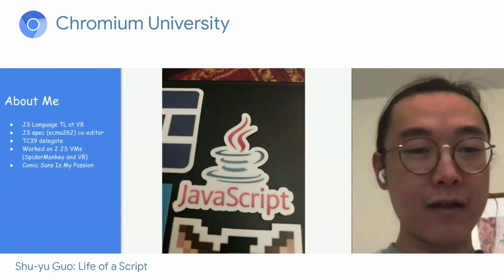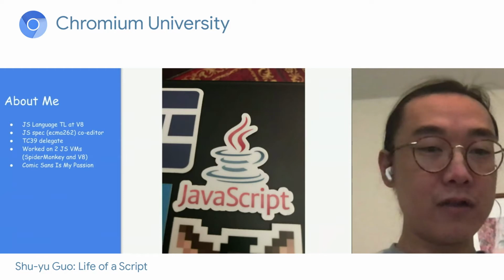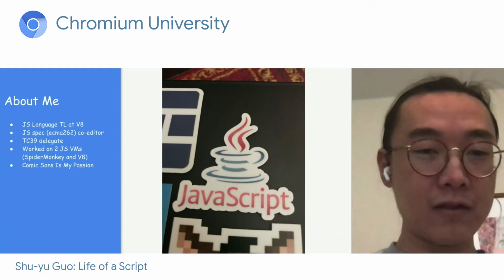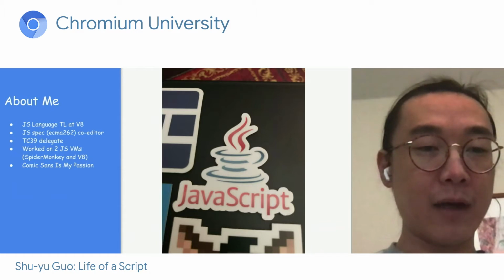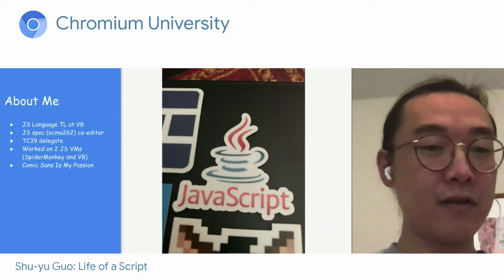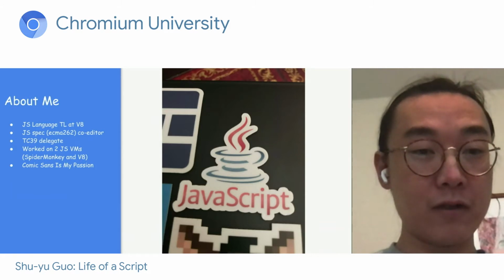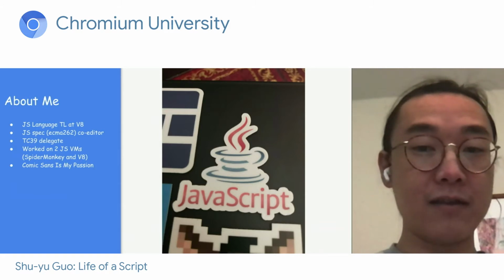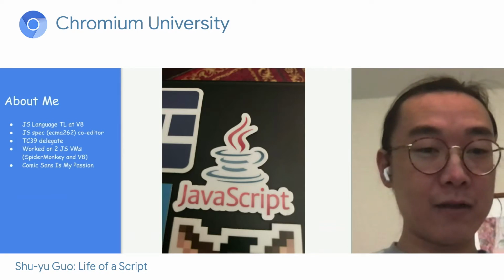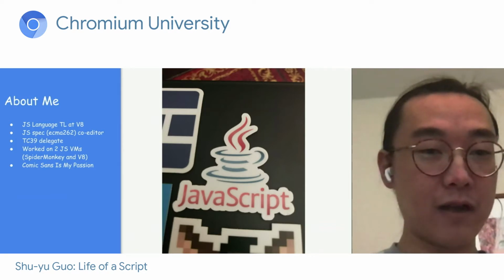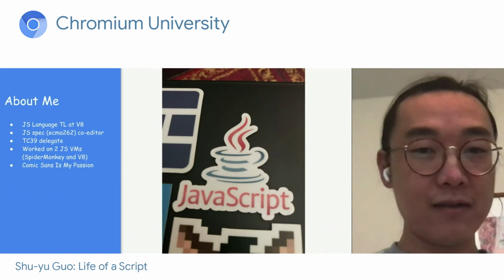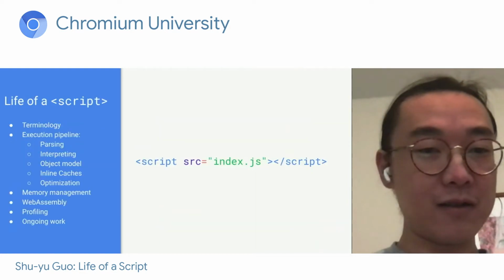So first, quick tidbits about myself. I am the JS language lead at V8. I am a co-editor of the JavaScript specification, ECMA 262. I participate on the standards committee TC39, and I've actually worked on two different JavaScript virtual machines, both SpiderMonkey and now V8 as well. And Comic Sans is something of a personal passion, and I won't subject you to more Comic Sans after this. All right, so let's get started.